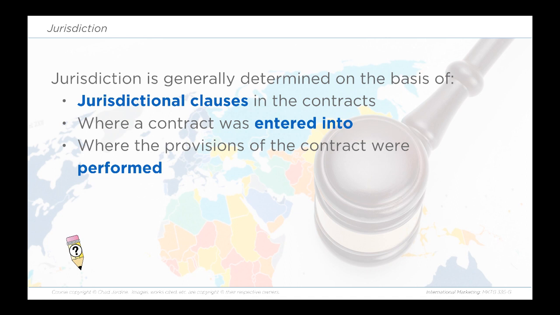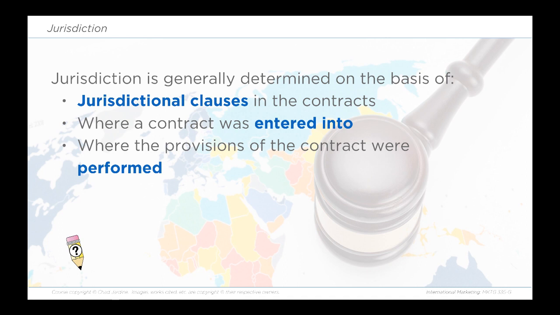Failing that, the contract can be either where you made the contract. So if we all got together and we signed the contract in Salt Lake, then it's reasonable to expect that the United States courts have jurisdiction, and maybe even the Utah and county governments can have jurisdiction.